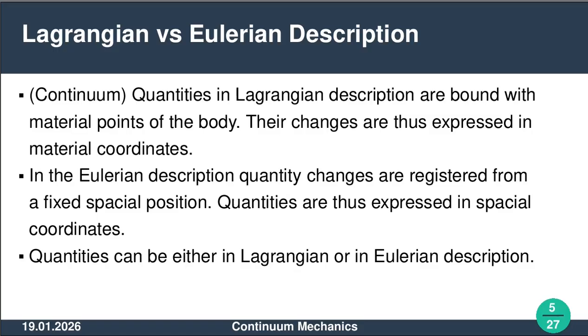Continuum quantities in Lagrangian description are bound with material points of a body. Their changes are first expressed in material coordinates. In the Eulerian description, quantity changes are registered from a fixed spatial position. Quantities are first expressed in spatial coordinates.